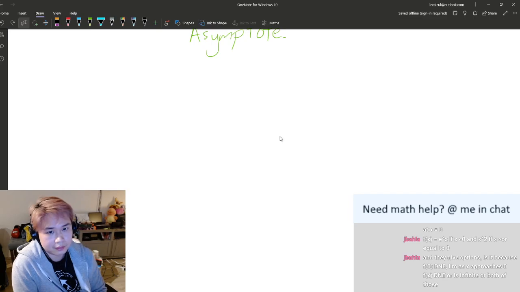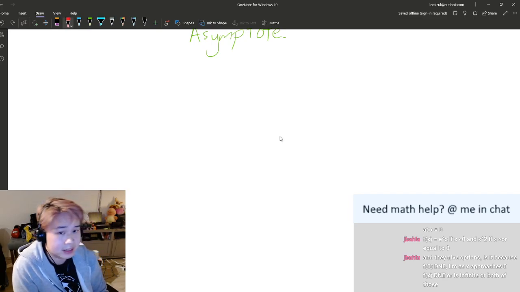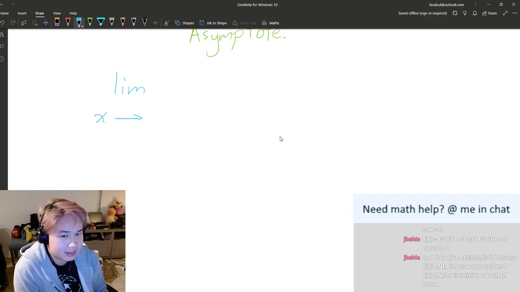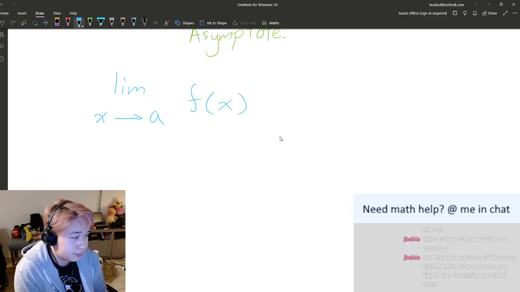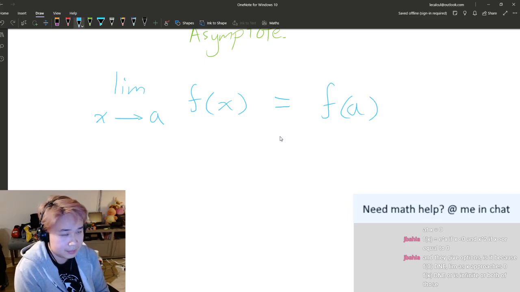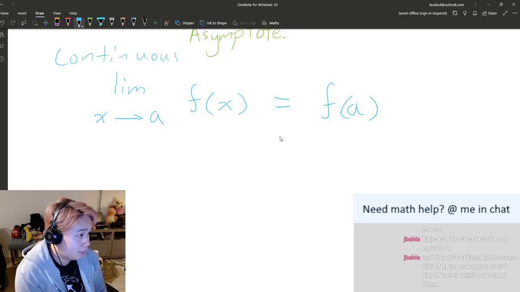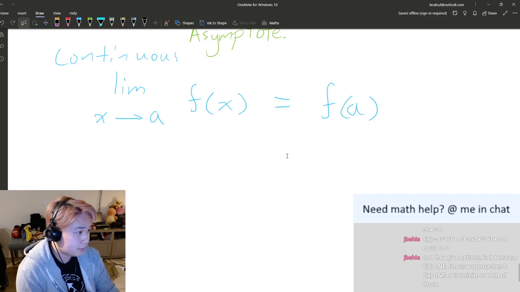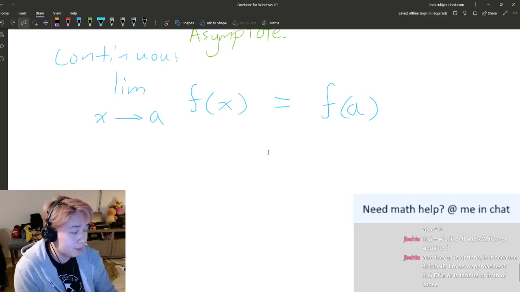Okay. So being continuous, there's a lot of implications. So first off, you need the limit as x goes towards whatever value you're interested in of the function. You need this to be actually equal to the function at the value itself. So this is what it means to be continuous. But this has a lot of implied meaning.